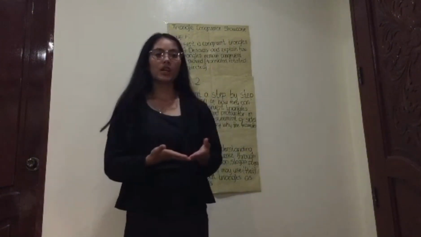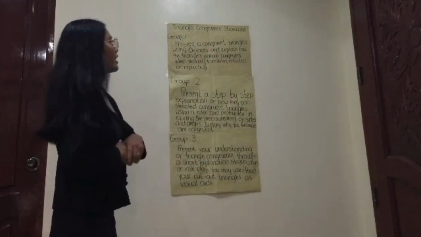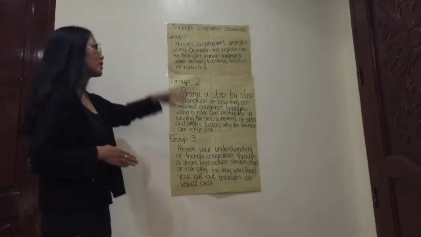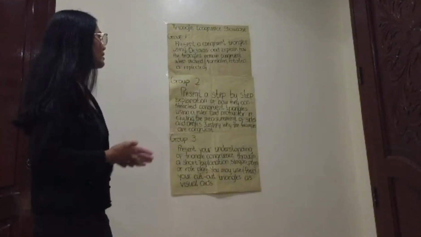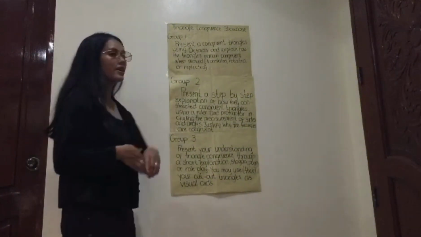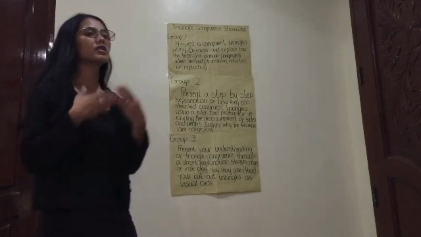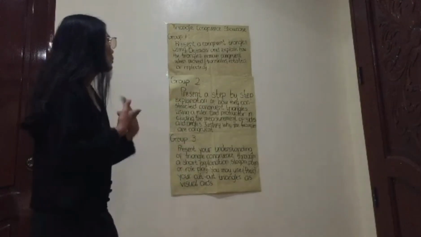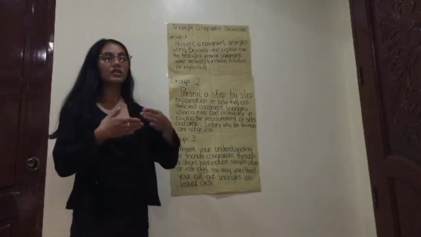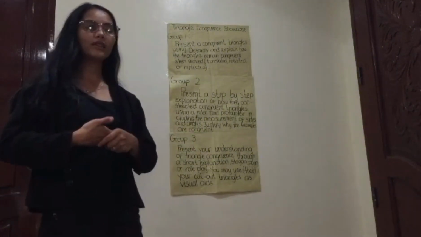So based on your activity in the application or your output, I want you to showcase it. So it's called Triangle Congruence Showcase. So I want you, group 1, to present a congruent triangle using Desmos and explain how the triangles remain congruent when moved, like translated, rotated, or reflected. So do you have any question, group 1?